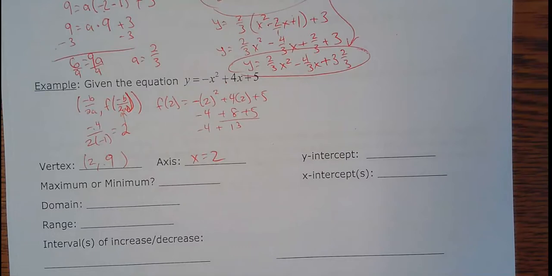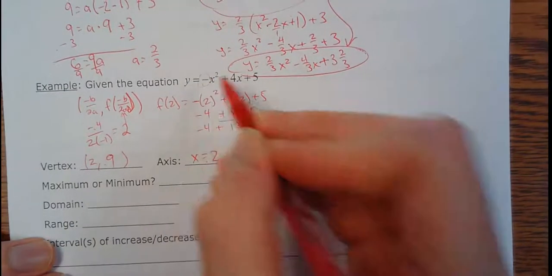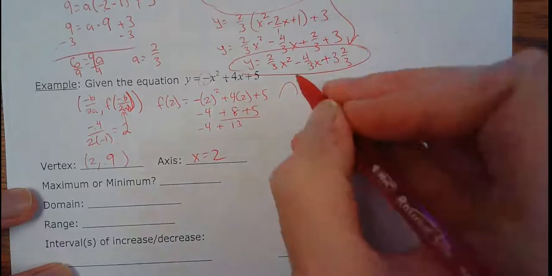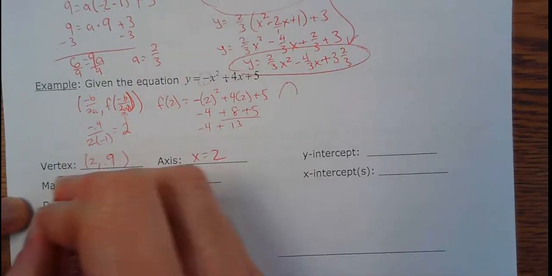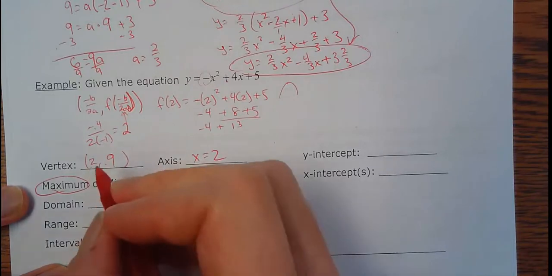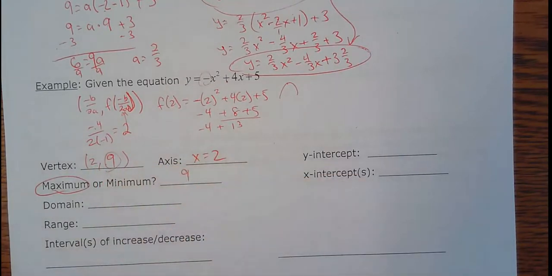Now, is this a minimum or a maximum? We've got to figure out if it's open up or open down. So how do we do that? Well, look at the a. It's negative. That means it's going to be open down. So the vertex would be a maximum point. And what is that maximum value? Remember, the maximum value is the y. So 9. Domain on this guy.